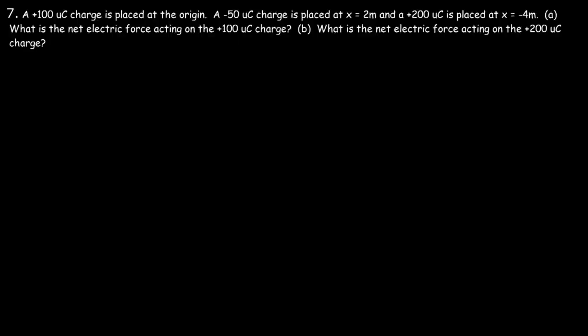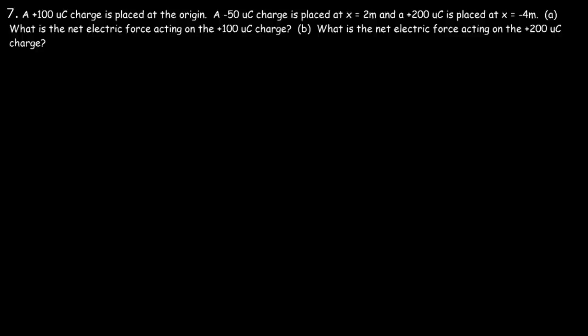A 100 microcoulomb charge is placed at the origin. A negative 50 microcoulomb charge is placed at x equals 2 meters relative to the origin, and a 200 microcoulomb charge is placed at x equals negative 4 meters. What is the net electric force acting on the 100 microcoulomb charge? So if you want to try this problem, feel free and pause the video to see if you can get the right answer. So go ahead and work on this problem.